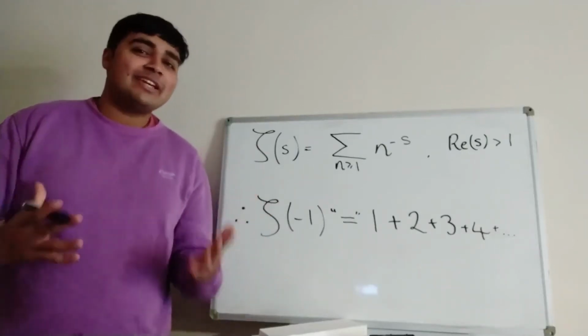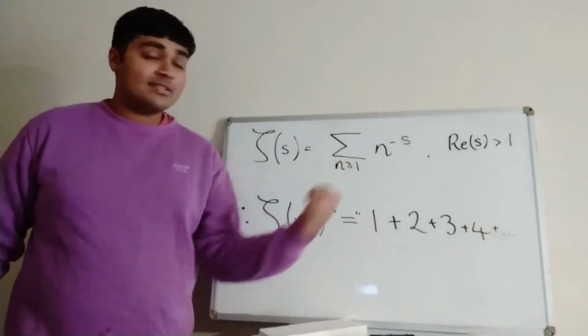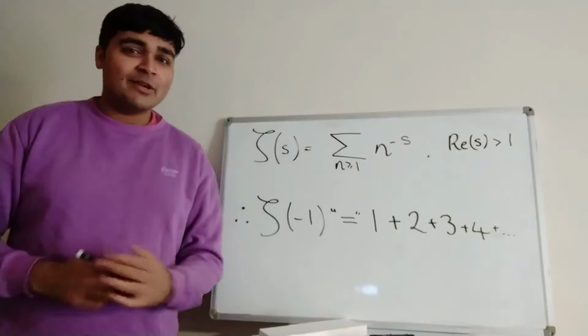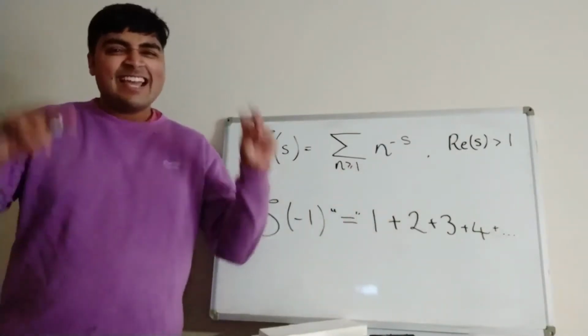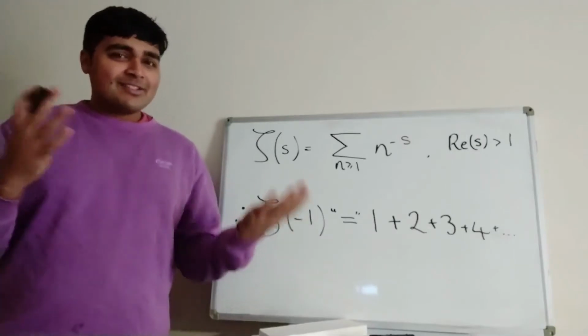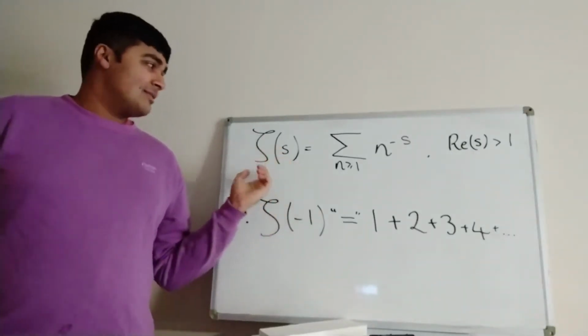Today what I'm going to be doing is trying to find a value for 1 plus 2 plus 3 plus 4 plus so on off to infinity. Now you've probably seen the Numberphile video in which they evaluate this sum and they prove that it equals minus 1 over 12. However, in today's video what I'm going to be doing is looking at the Riemann Zeta function and noticing what is this guy here.